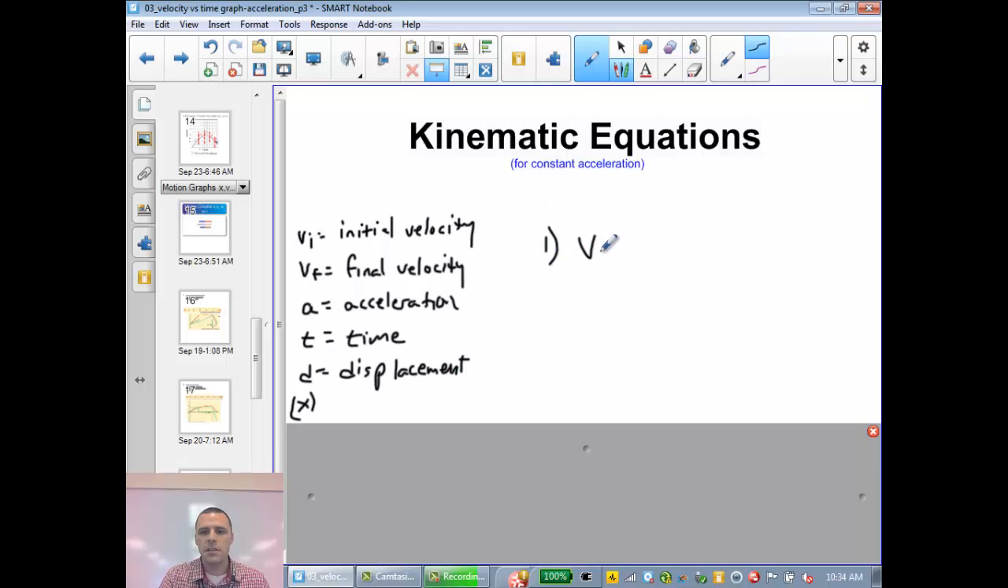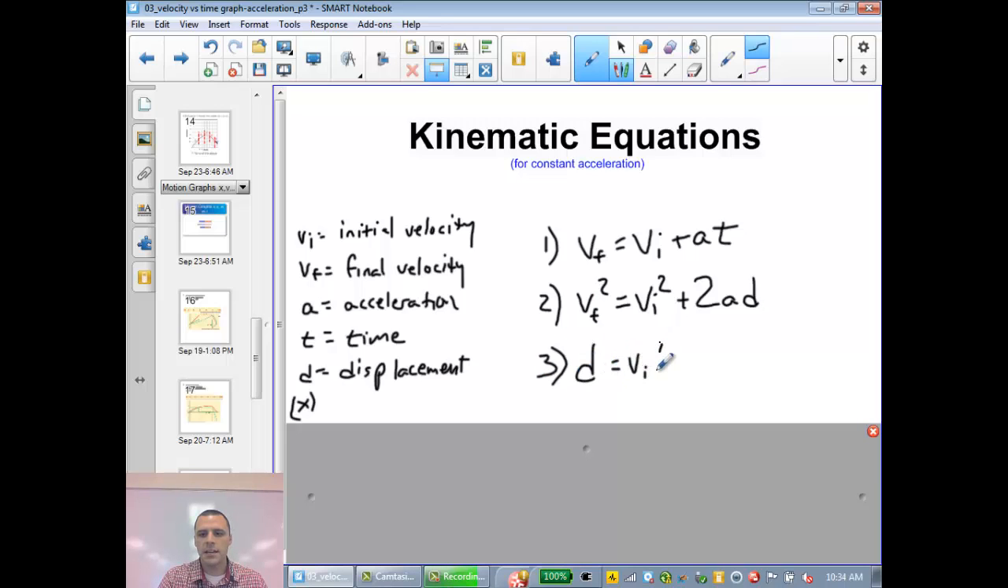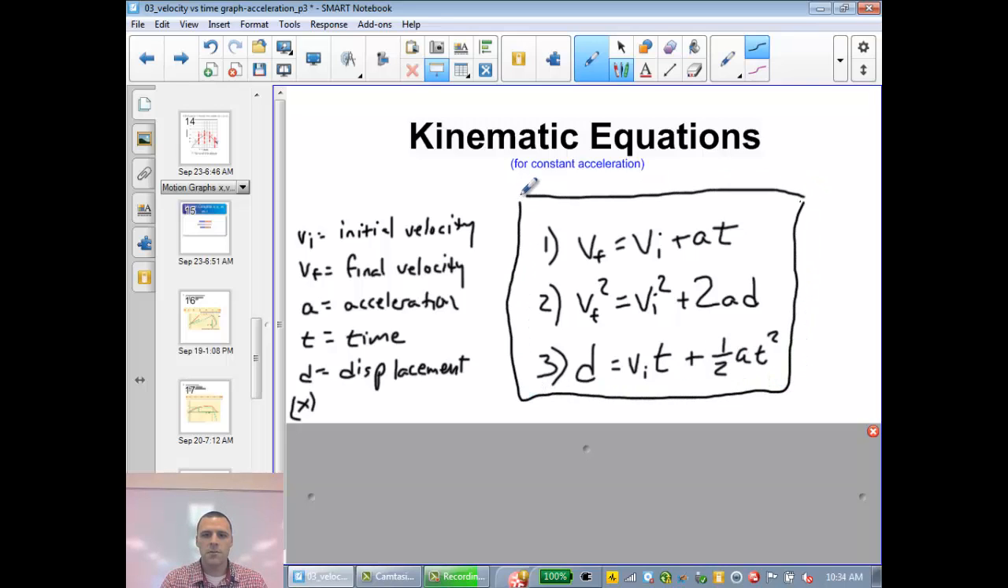Equation number one is vf equals vi plus a times t. Equation number two is vf squared equals vi squared plus 2 times a times d. And our final equation, number 3, is d equals vi times t plus 1/2 a t squared. Those are three really important equations that we can use to solve problems.